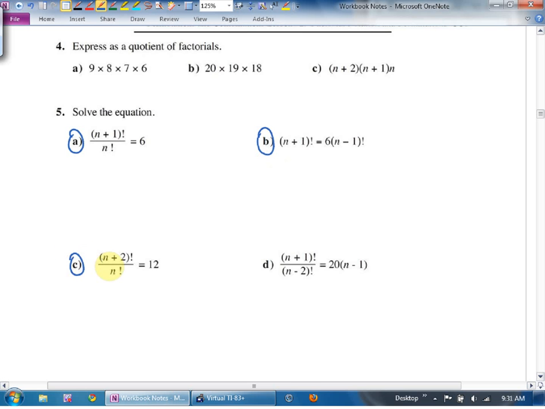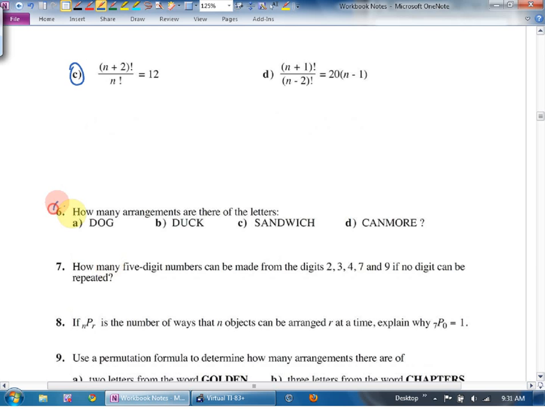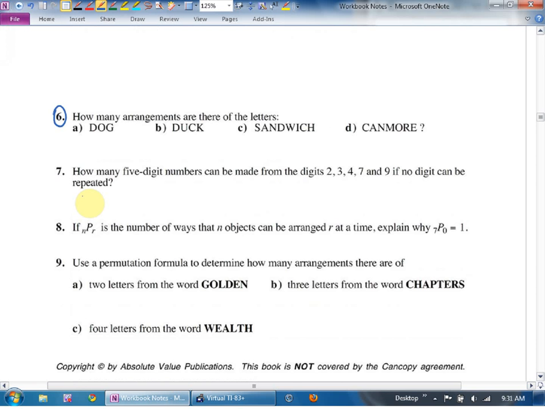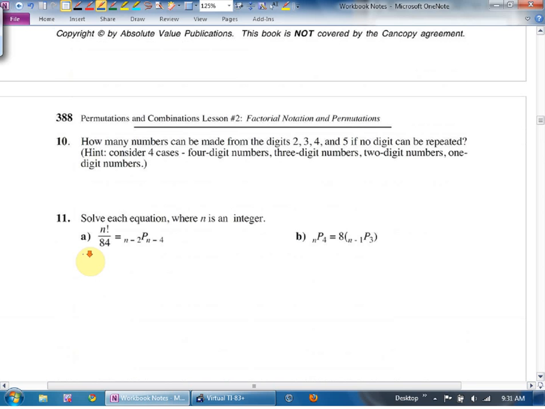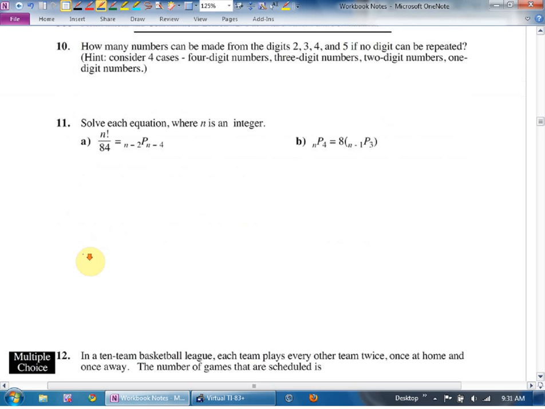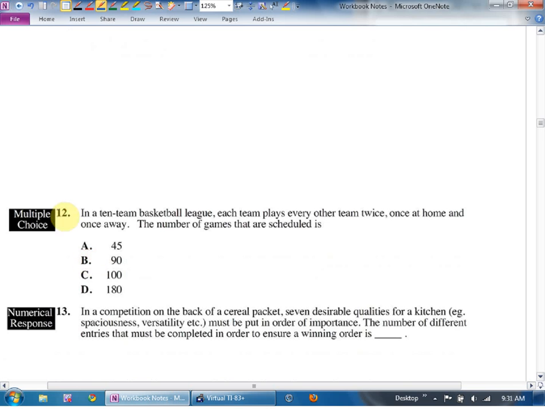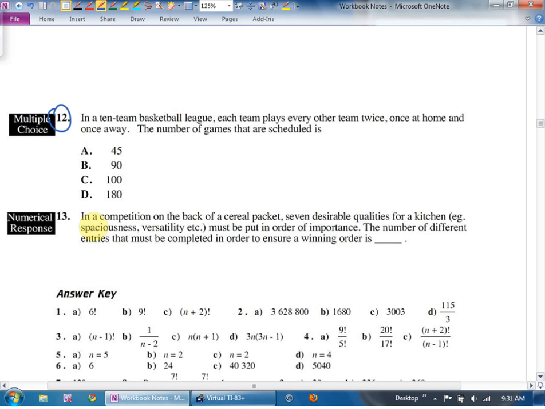Six is good. Nine is good. Twelve is good. And we'll pause there. Permutations.